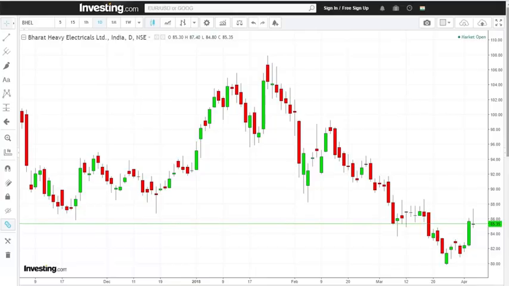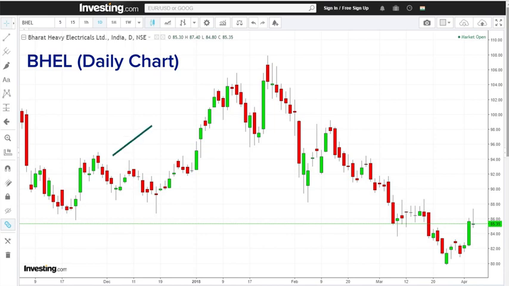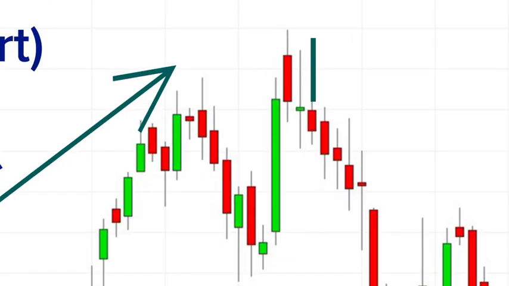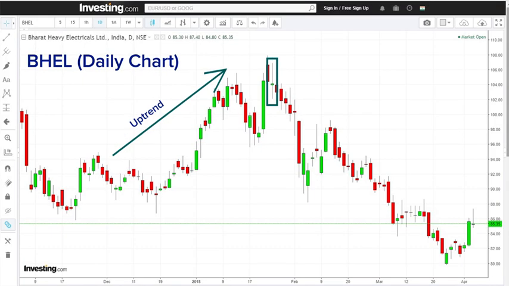Now let us give you some examples here, and we can then understand how we need to look at a doji or a spinning top or spinning bottom. Here we are looking at the BHEL chart. Initially there was an up move in the daily chart, and then a spinning top was formed, and eventually that resulted in a price reversal.